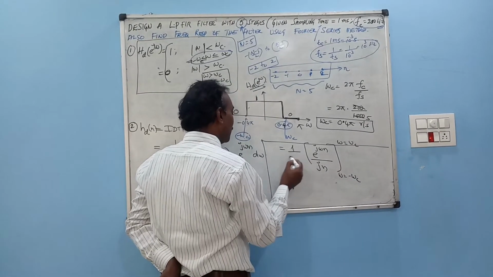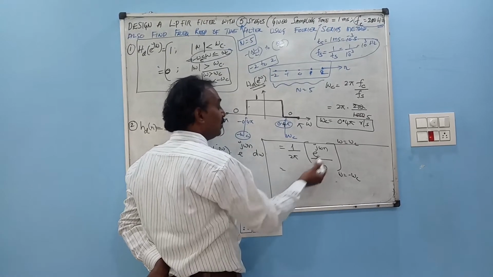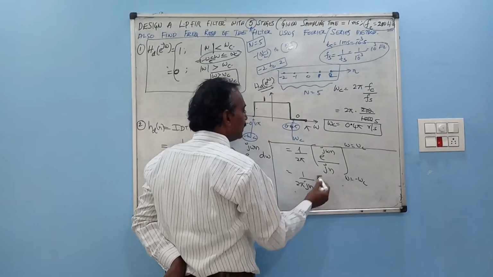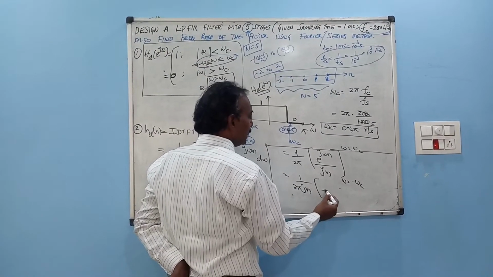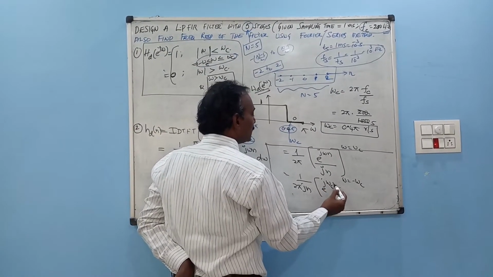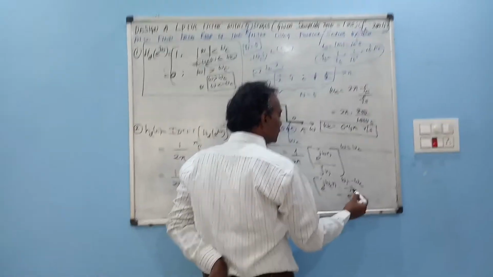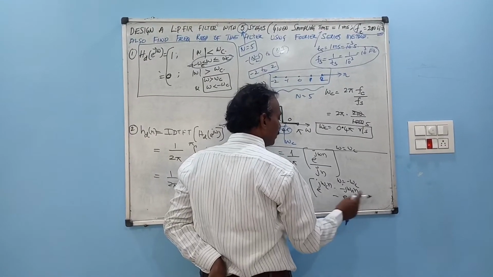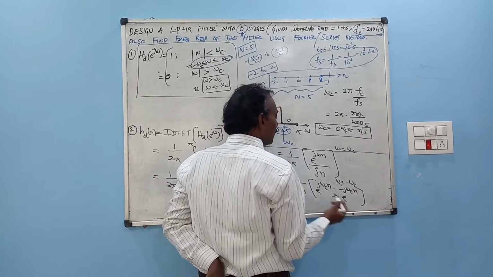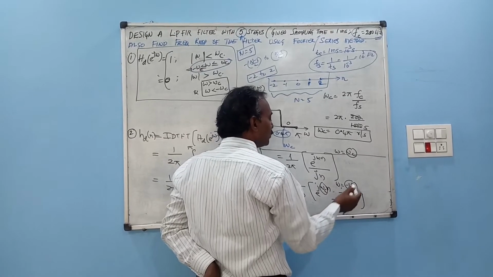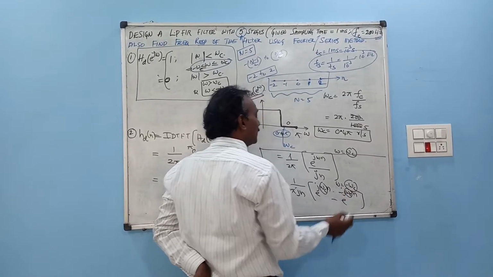Outside I have 1 by 2 pi as it is. Now if I substitute 1 by 2 pi jn, if I substitute the upper limit, it is e power j omega cn minus, if I substitute the lower limit, e power minus j omega c n, because the upper limit is omega c. Lower limit is minus omega c, we substituted.